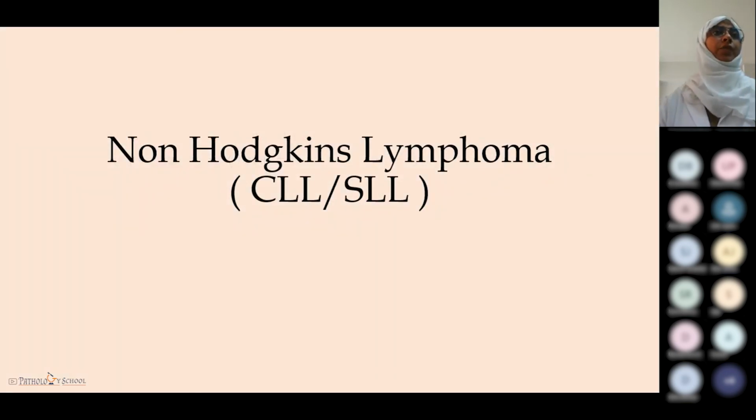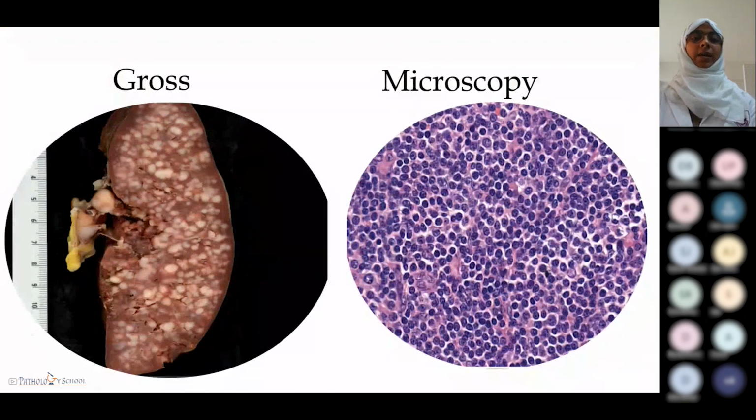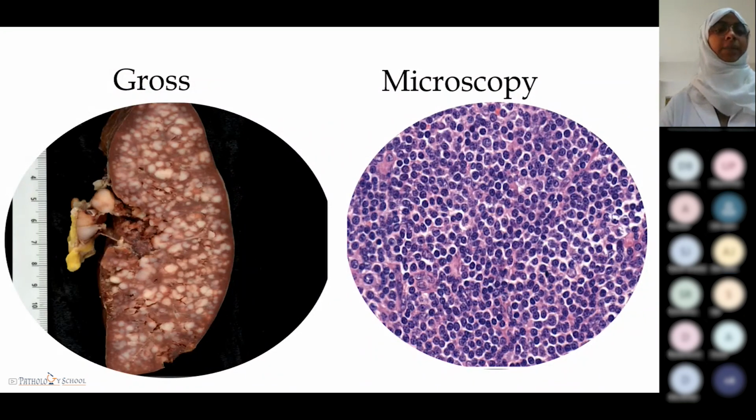Now the non-Hodgkin's lymphoma, our favorite, that is the CLL or the SLL. These are 7% of all the non-Hodgkin's lymphomas. Grossly you see multiple nodules. This is a cut section of spleen. The multiple nodules will be grayish white to fleshy. On microscopy you see, like any other, small round blue cells. So you have to put CD5 and CD30 to rule this out.